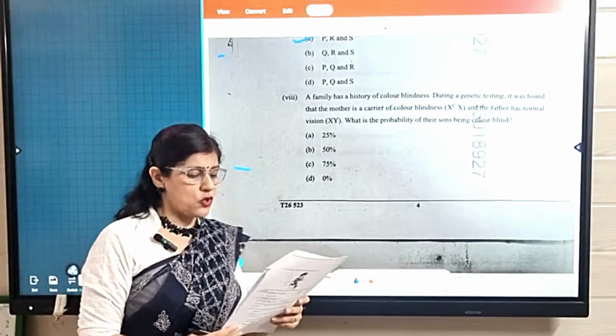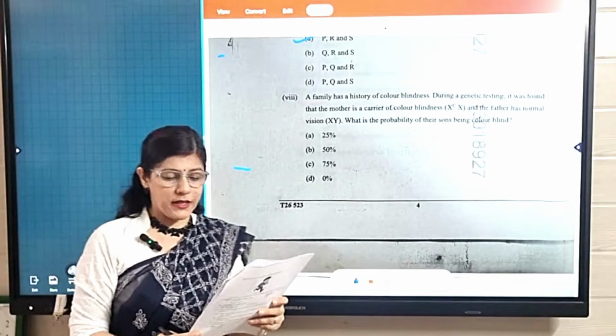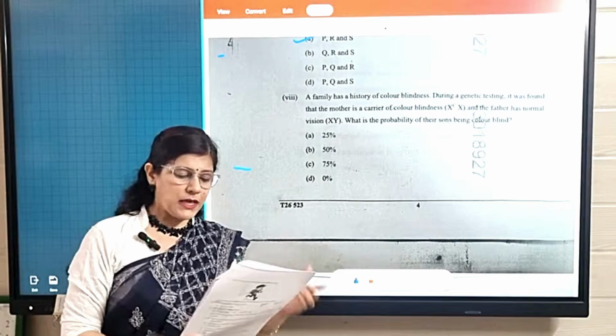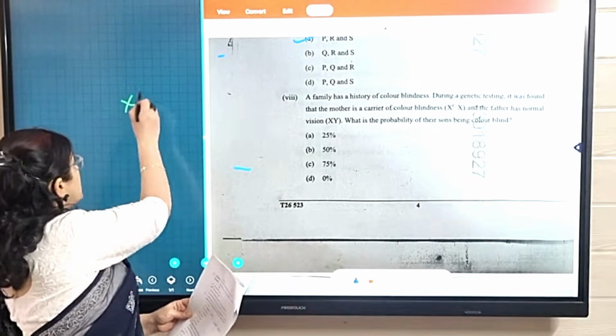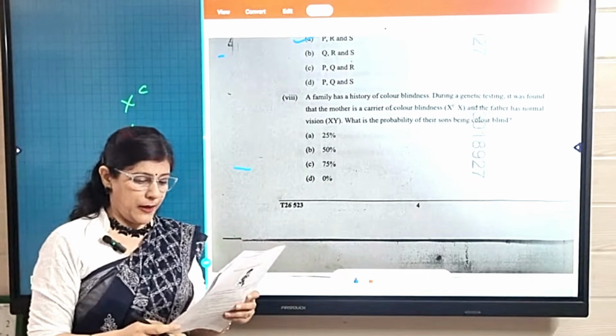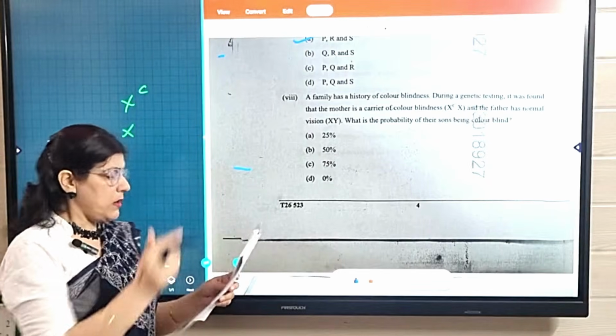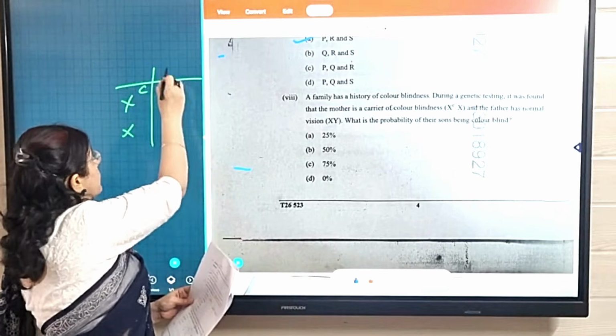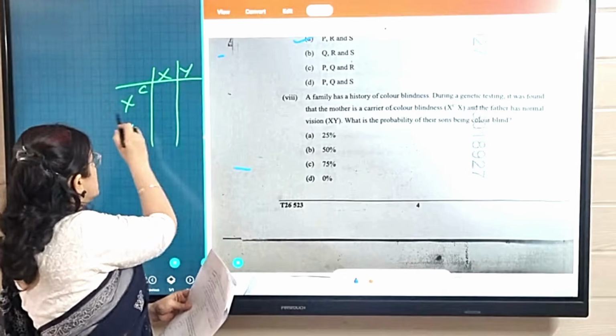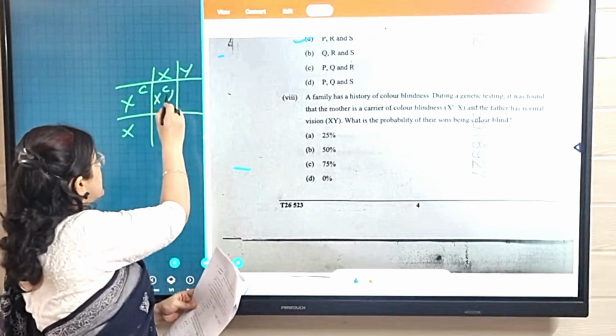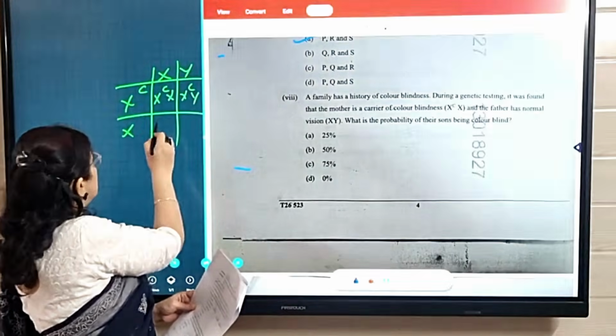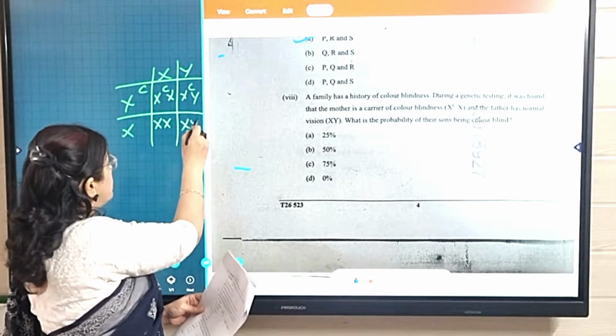A family has a history of color blindness. During genetic testing, it was found that the mother is a carrier of color blindness. So the mother is XCX, meaning carrier. And the father has normal vision, meaning for the father we have to take X and Y only. So what combinations are formed? These are XCX, XCY, and then XX and XY.